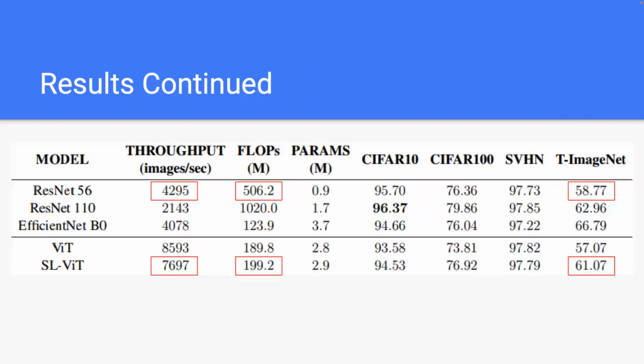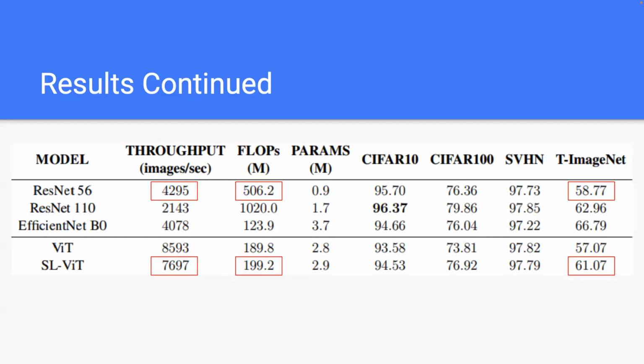So this is comparing it versus ResNet 56, which is the classic convolutional neural net that's been used a lot. And you can see on the far right, on Tiny ImageNet, it only does 58.77%, and the SL-ViT is doing 61%. So we're beating convolutional neural networks on a tiny data set.